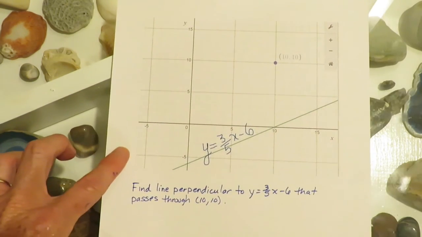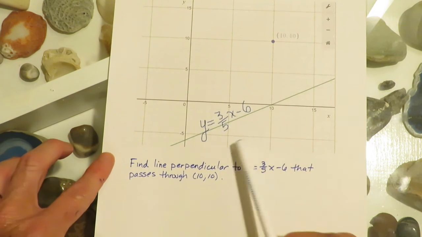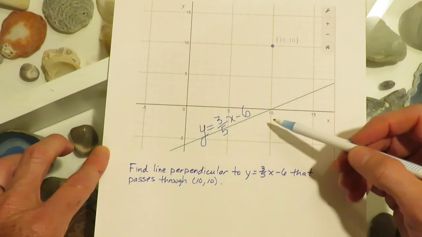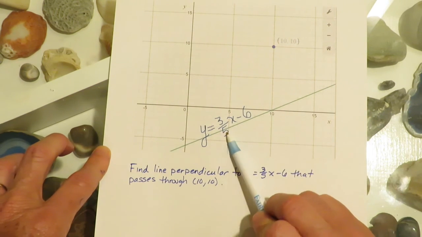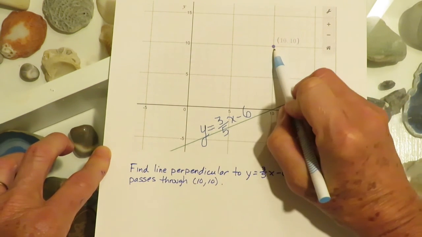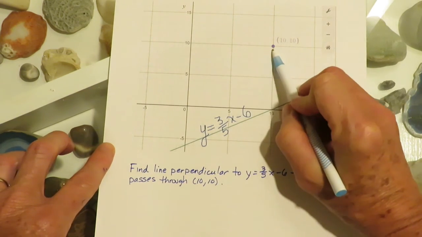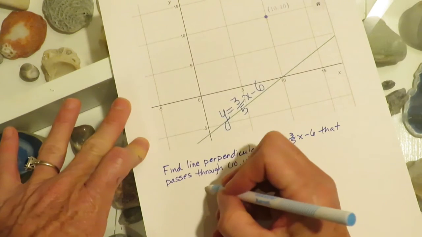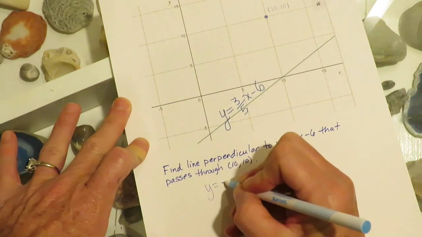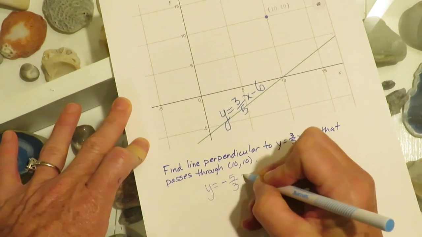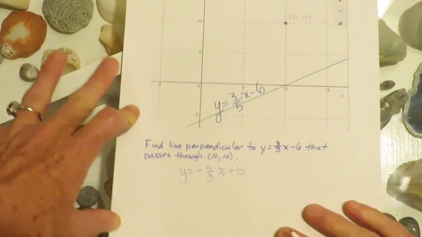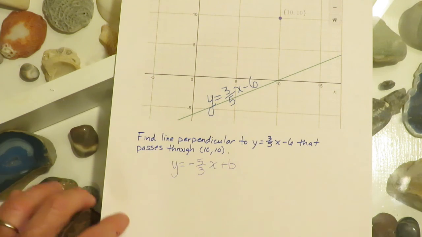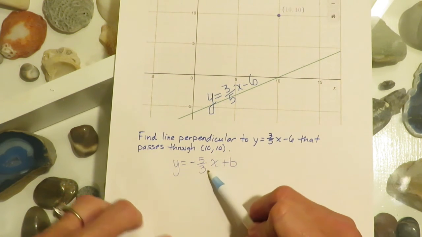So if we had an example, notice I have that same line I was working with before, but this time we want a perpendicular line to this line going through the point (10, 10). So we're still going to go through that same point, but we're going to find a line perpendicular to it. So I know that my slope should be negative 5/3, because the slope should be the opposite sign and the reciprocal.